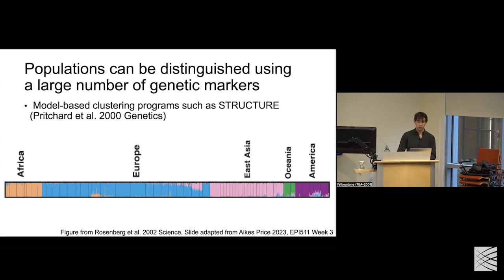This is the output from a model-based clustering program such as STRUCTURE. And so the way that we should interpret this plot is that each super skinny colored bar corresponds to a single individual.